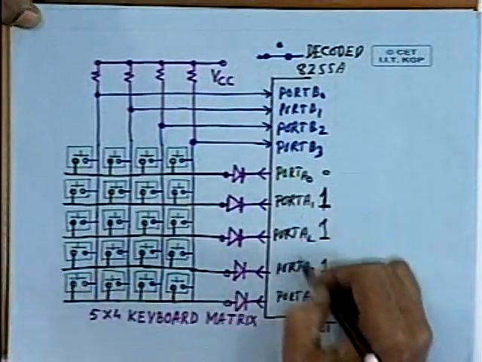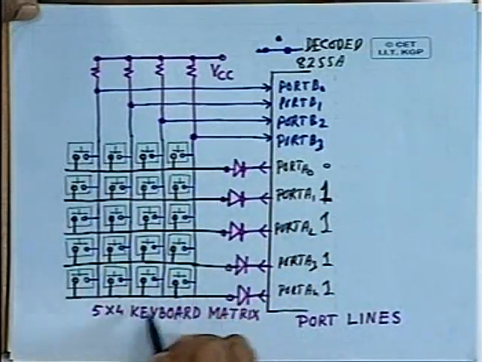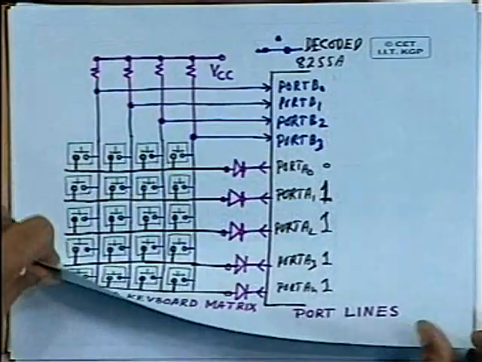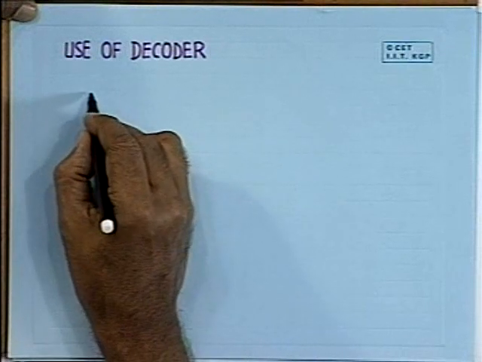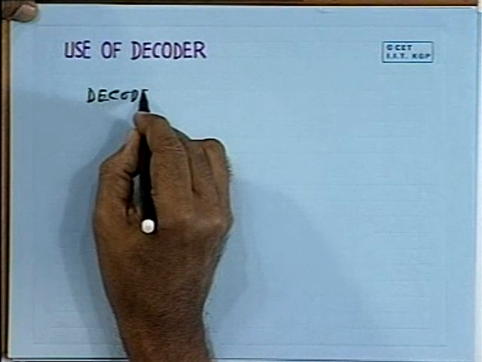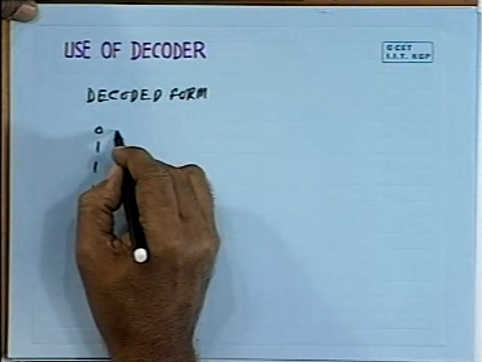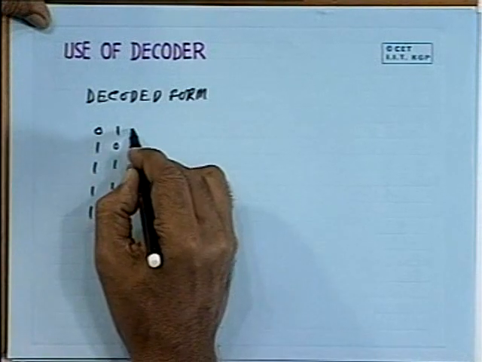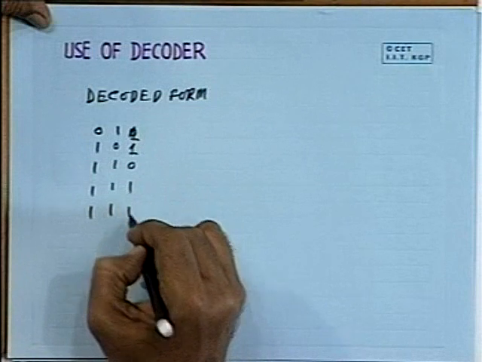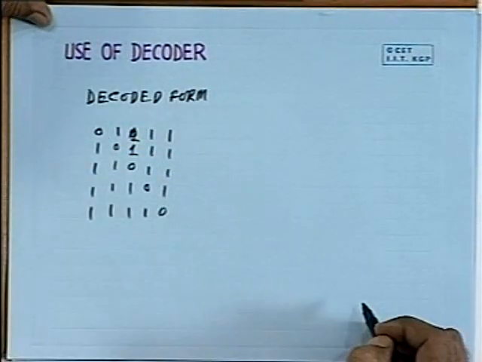Now, whenever you do it in this manner, the number of port lines obviously will be equal to the number of rows. Is there any way by which you can reduce the number of rows? For that purpose, you can make use of a decoder circuit. We have seen that in the normal row scanning technique, you are generating the output in decoded form. You are outputting the first row, then in the second step you are generating 0 1 1 1, then 1 1 0 1 1, then 1 1 1 0 1, then 1 1 1 1 0. This is how you are generating in decoded form.